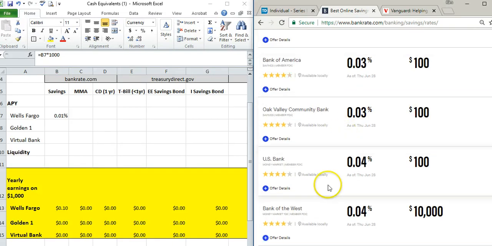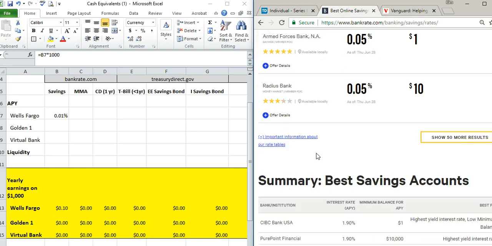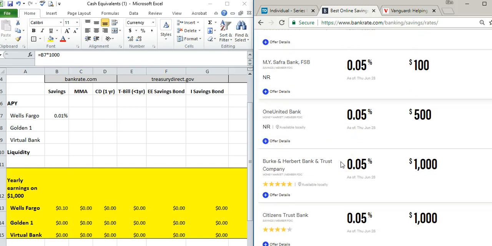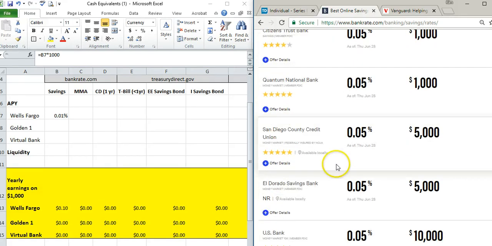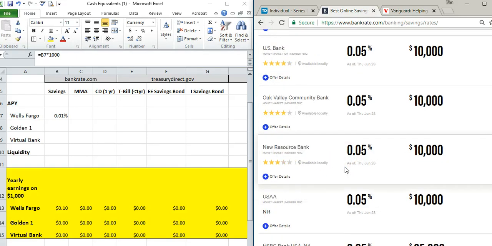All right. There's US Bank, by the way. It's 0.04. Let's see if we can find any other popular banks that we might have. There's US Bank. There's Money Market. Okay, so now we're getting a little bit higher.